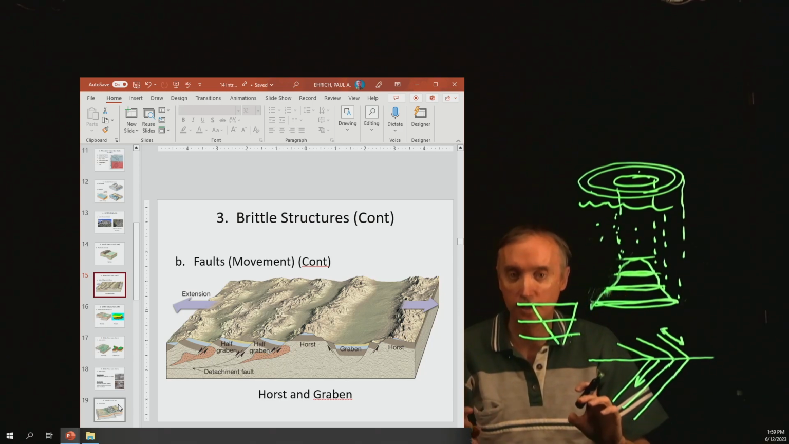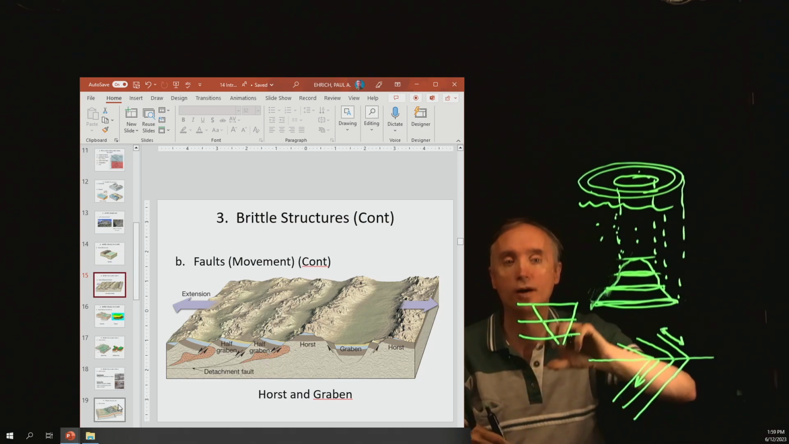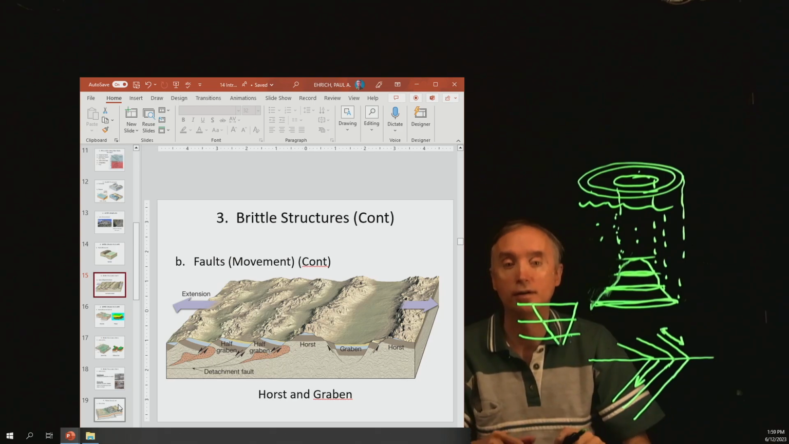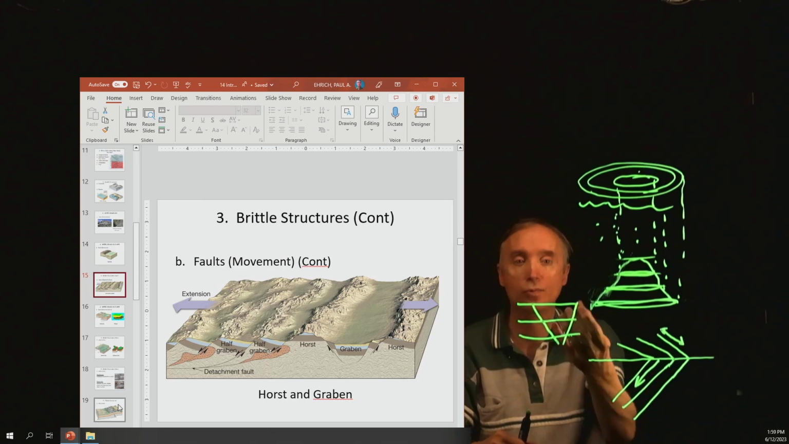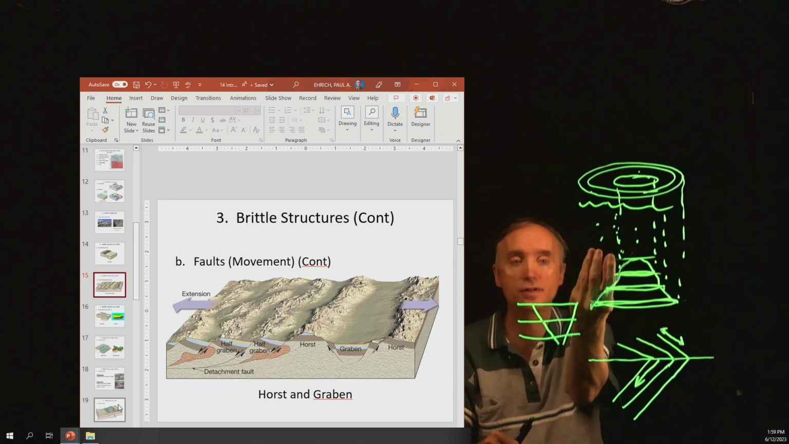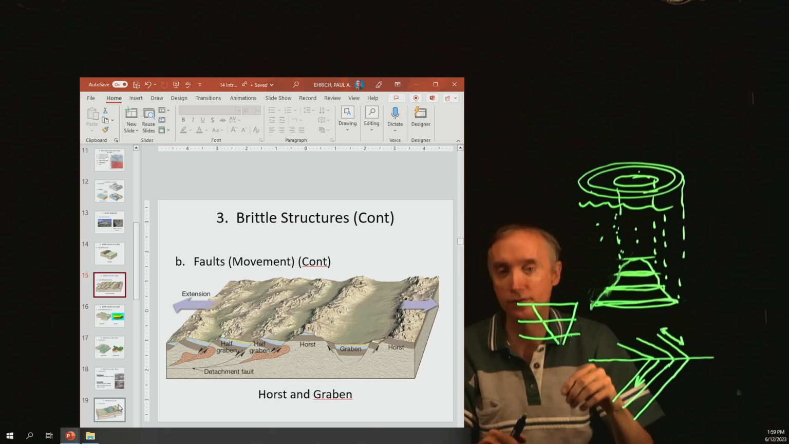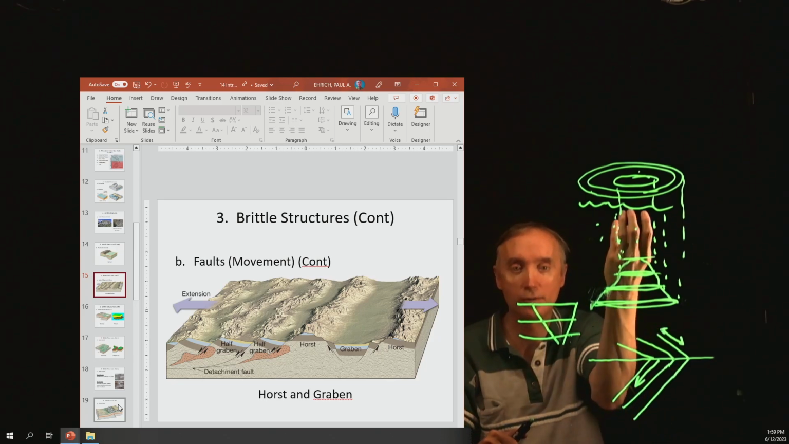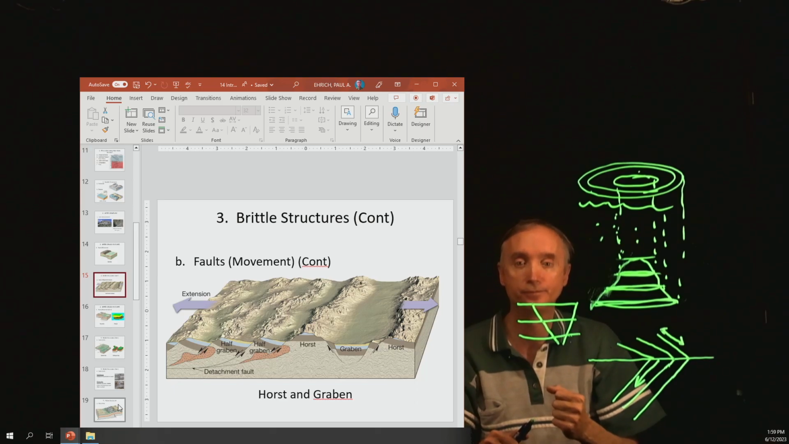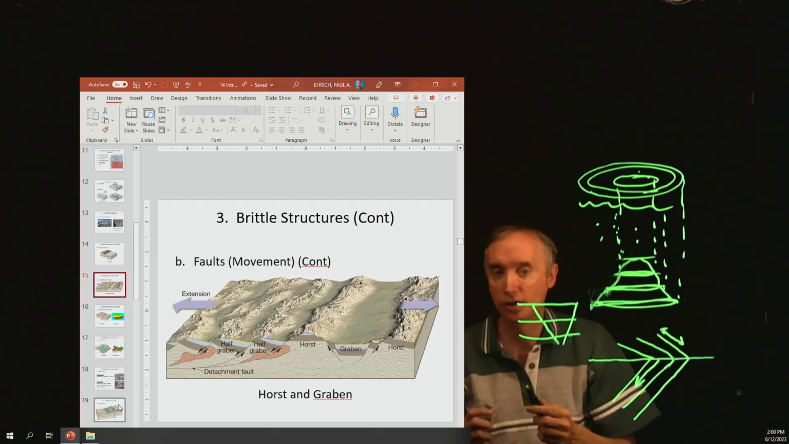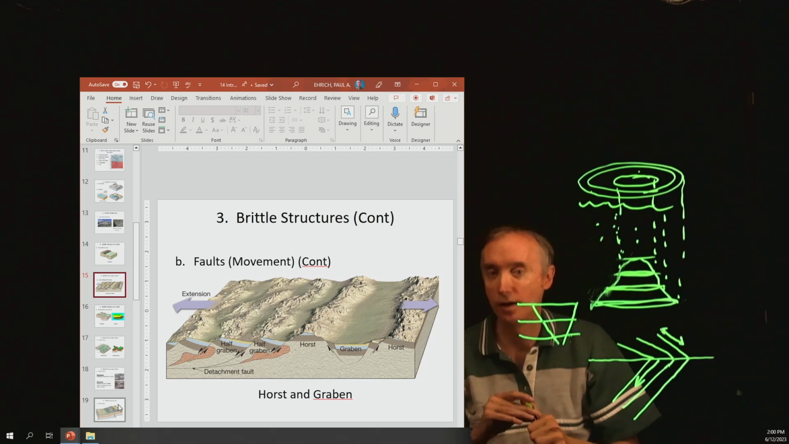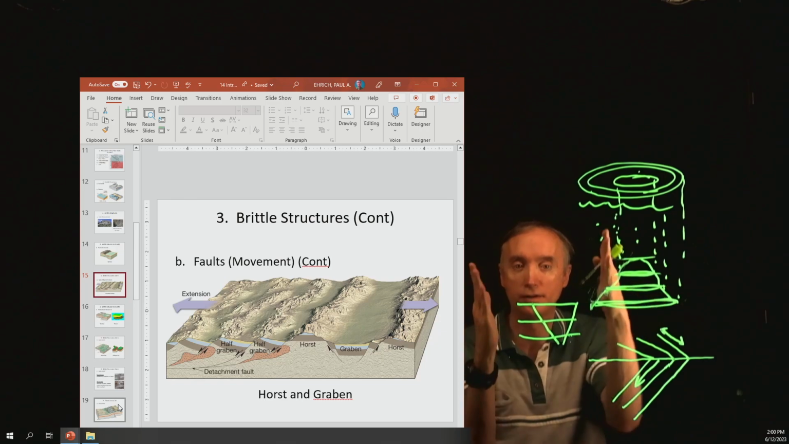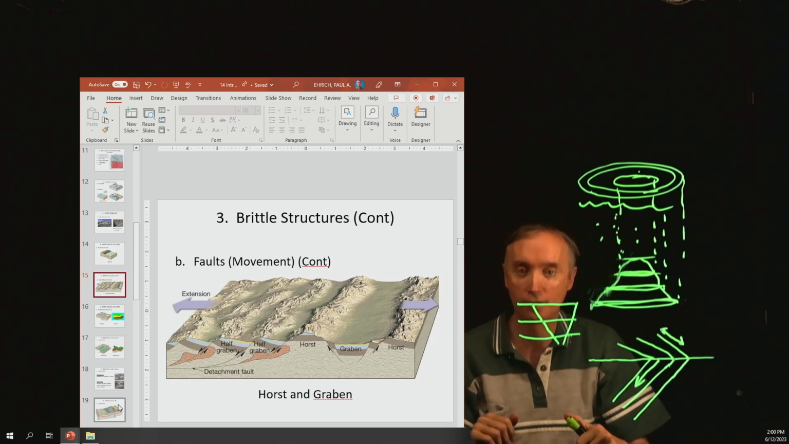So it's a normal fault, and the place where it slid down, that's going to be the graben. The place where it's higher is going to be the horst. Grabens tend to make basins, and the horsts tend to make mountains on either side of it. And then you can also see that sometimes these horsts and grabens can have different angles associated with them.